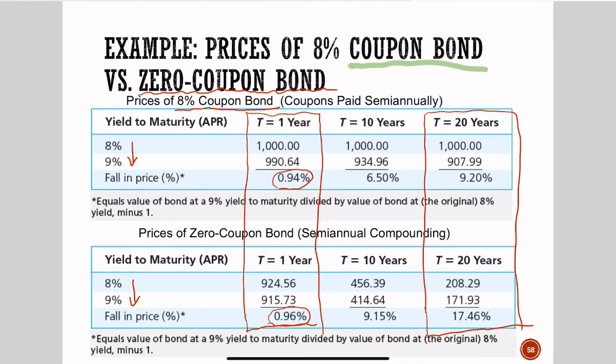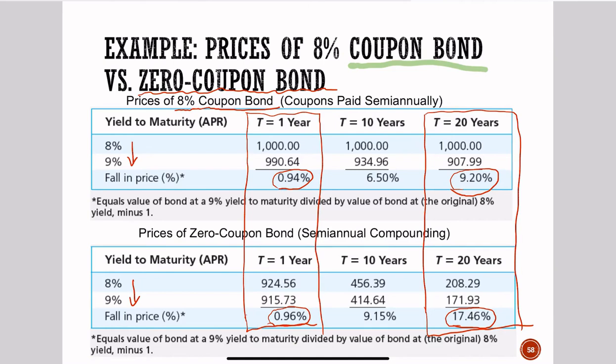So let's say you're having this 20-year maturity here. And again, we're looking at the percentage change in price. So you can see that for this 8% coupon bond, its price change is 9.2%. And for this zero coupon bond, its price change is 7.46%. It's almost twice the change of the 8% coupon bond, right? Now, what kind of results can you draw from these comparisons?